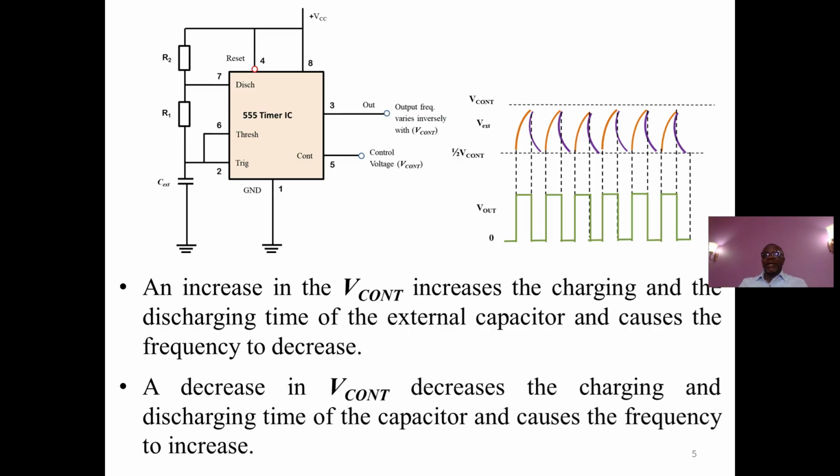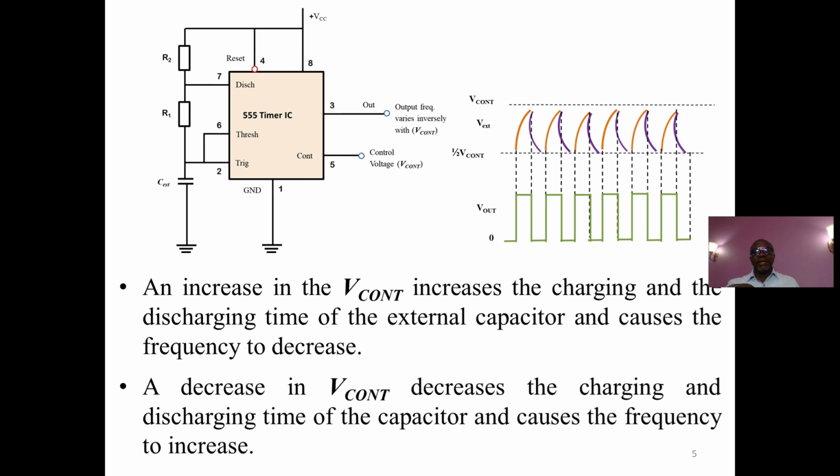Now, if you look at the diagram to the right, you see that the upper threshold is set at V control and the lower is set at half V control. Now, we say that as the voltage increases, the charging and the discharging time of the external capacitor causes the frequency to decrease.